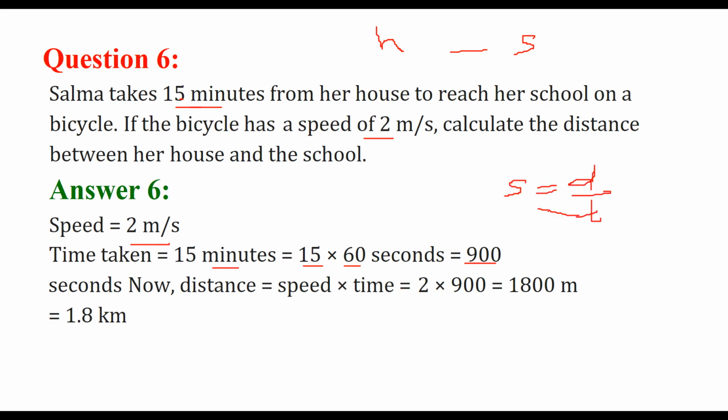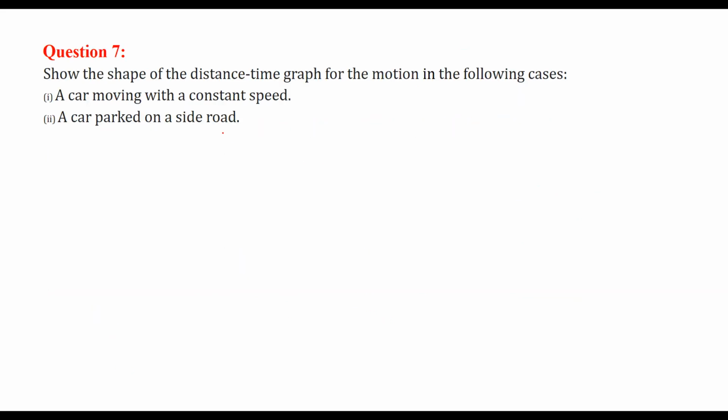Speed is equal to distance by time, so distance will be speed into time. Speed is this much, time is this much, multiplied we get 1800 meters. If you divide it by 1000, you get it in kilometers, because in 1 kilometer there are 1000 meters. So 1.8 kilometers is the answer.